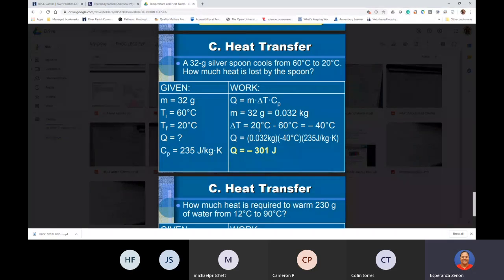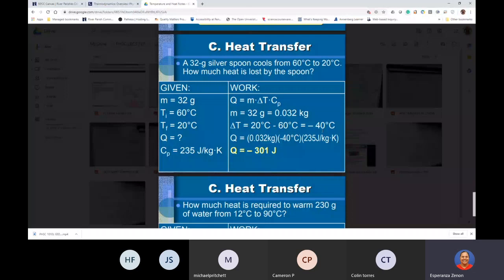To get the temperature difference, remember we take the final temperature minus the starting temperature. And that gives us negative 40 degrees Celsius. So this material, this silver spoon, is losing heat. And as a result, the temperature is dropping. And that is why delta T comes out negative. So negative 40 degrees Celsius temperature difference.